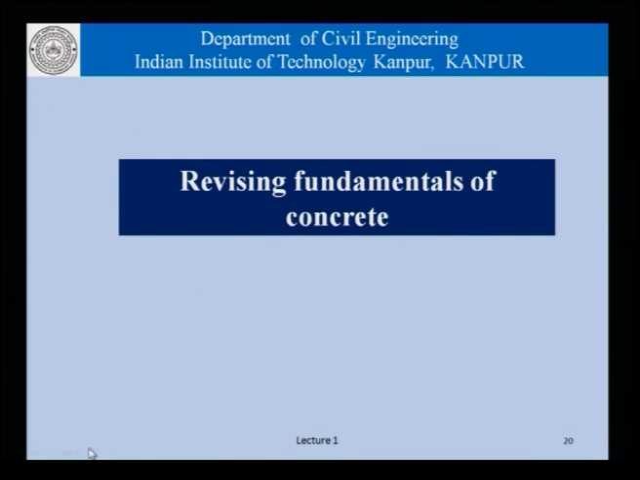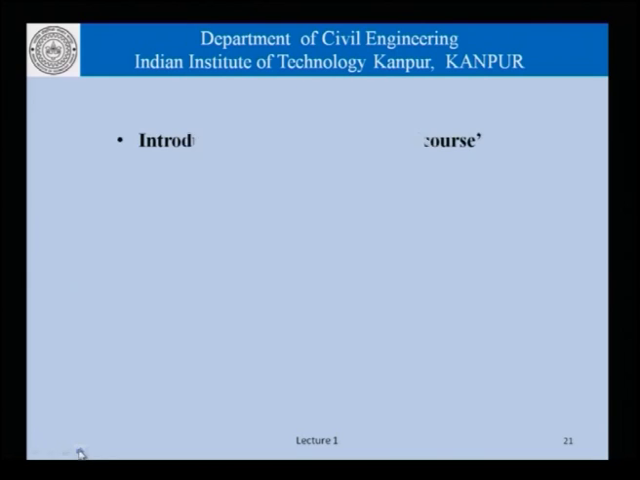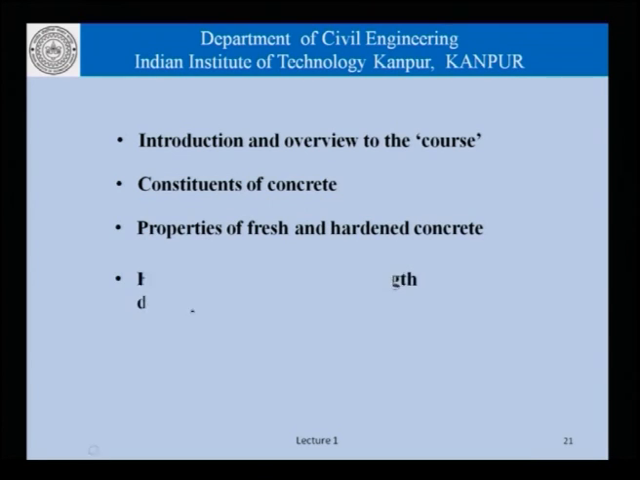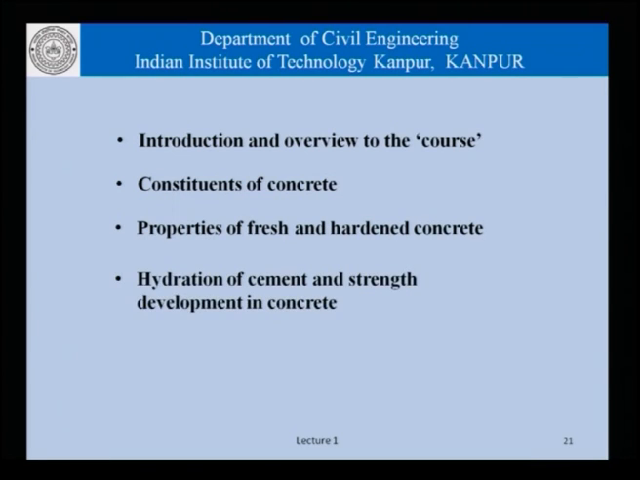Now, revision of fundamentals of concrete: what we will try to do is an overview of the course, which is what we are doing today. We will talk in some detail about constituents of concrete, properties of fresh and hardened concrete, hydration of cement and strength development in concrete. We will talk about quality control and quality assurance issues in concrete construction.